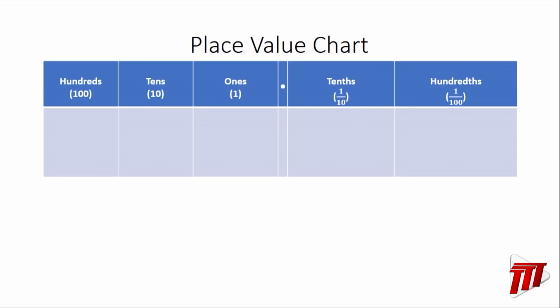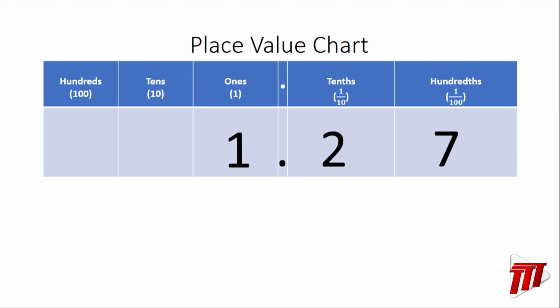Again, we can represent 27 hundredths using our place value chart. In this particular instance, we have one whole. So our decimal point is going to separate our one whole from our fractional parts. 2/10 and 7 hundredths. Once again, remember that every 1/10 is equal to 10 hundredths. So 27 hundredths would be 2/10 and 7 hundredths.